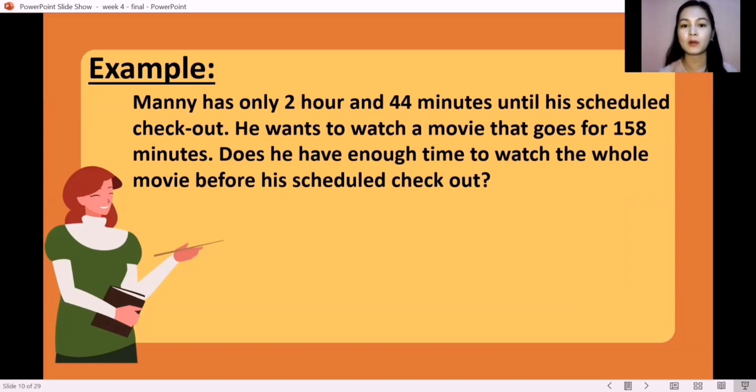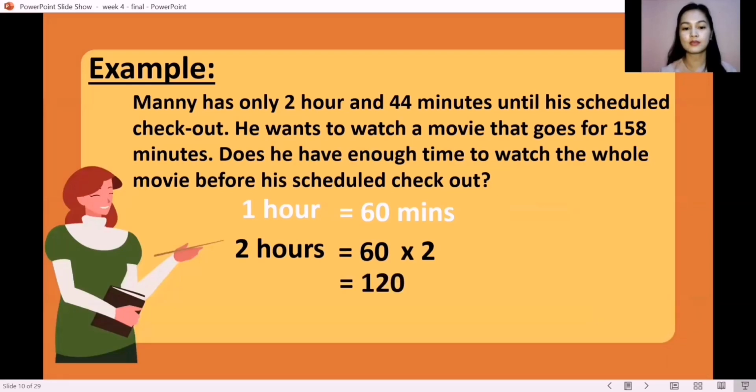So let us convert 2 hours and 44 minutes into minutes to see if Manny has enough time to watch the movie. We know that 1 hour is equal to 60 minutes, so we multiply 2 by 60. 60 times 2 is equal to 120, plus the minutes, which is 44. So 120 plus 44 is equal to 164 minutes. So Manny has 164 minutes before his scheduled checkout, meaning he has enough time to watch the movie before his scheduled checkout.